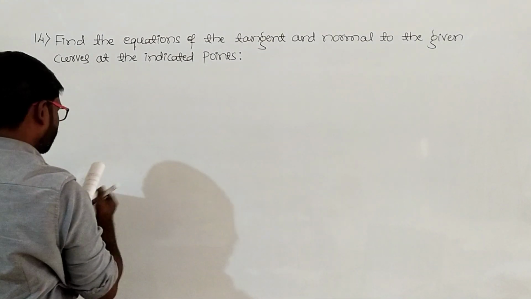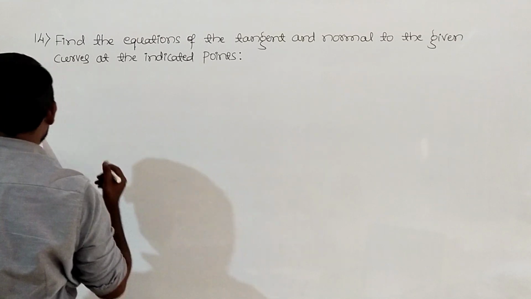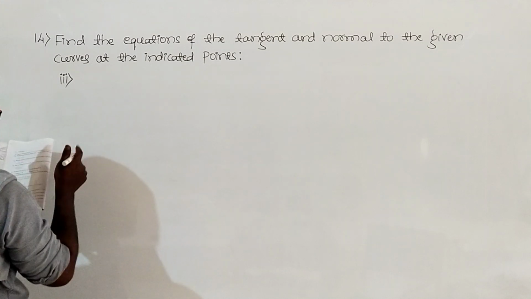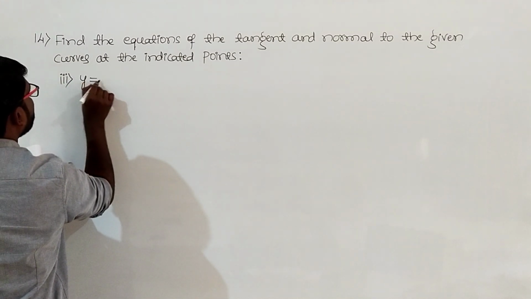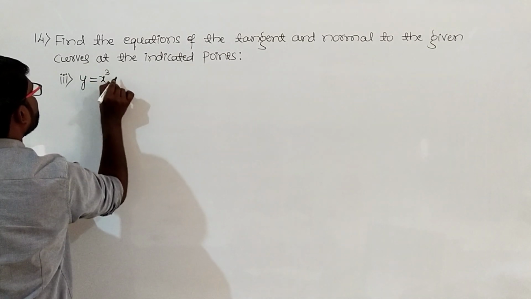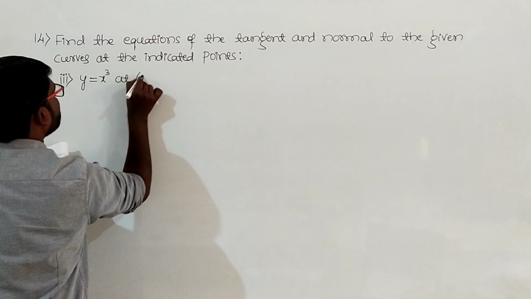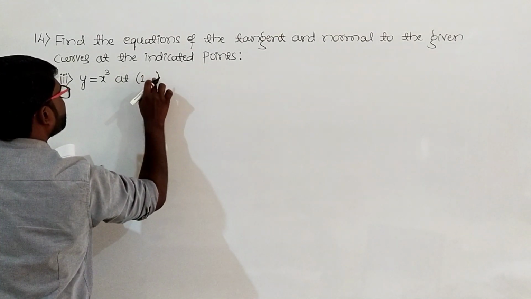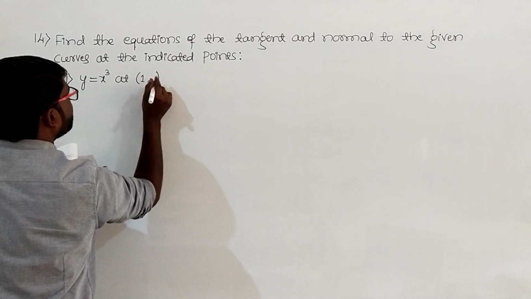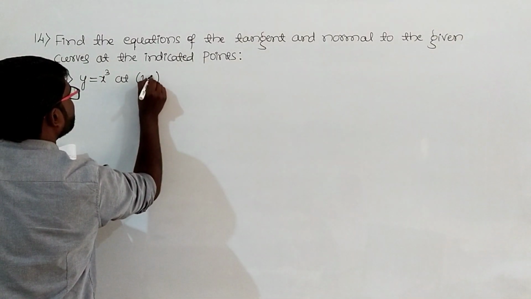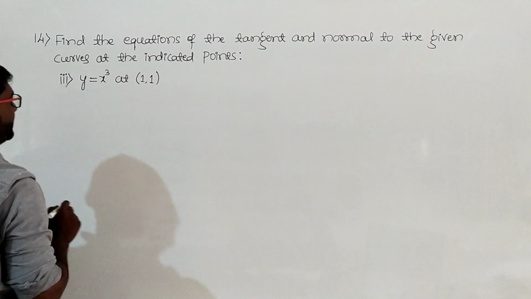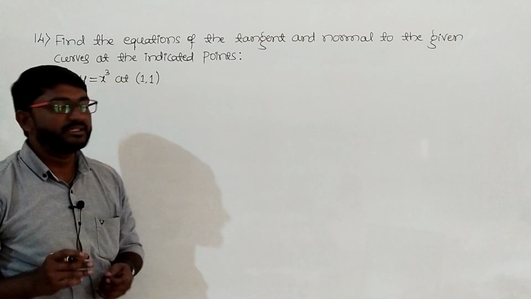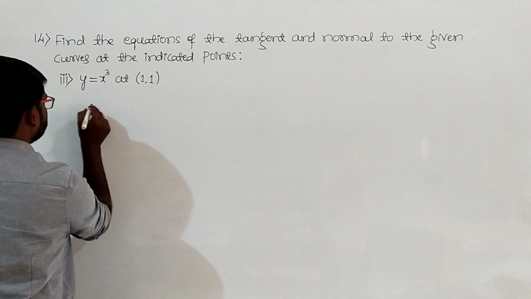Well, we'll write the third case. It is y equals x cube at 1 comma 1. He has given the curve and he has given the point. We will have to find the equation of the tangent and the equation of the normal. So let us go ahead with the solution.